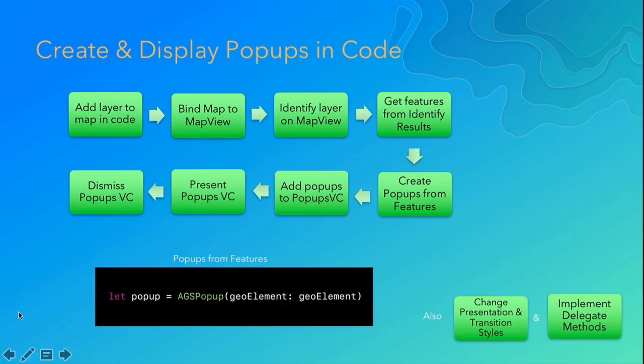So the code to do that, to keep it simple, is just this. You just create a pop-up with an instance of a geo element. The geo element that I refer to here can be a feature that comes from a feature service or a feature layer, or it can be an in-memory graphic. And a pop-up created in code by default would include all of the fields that are defined on that geo element, but you can of course customize it.